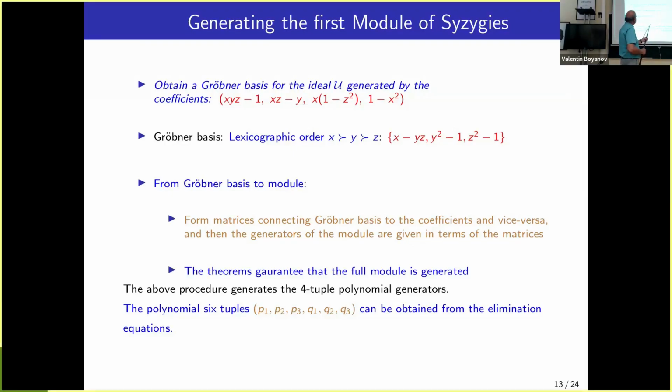I will just give you how it comes out. Form matrices, this is the machinery. This is all the way it goes. See, the theorem guarantees that the full module is generated. And the above procedure generates the 4 polynomials that generate this. So these are the steps. First get the Grobner basis, and then you go from the Grobner basis to the module of syzygies. So I will just flash those slides because there's no time to go through that.